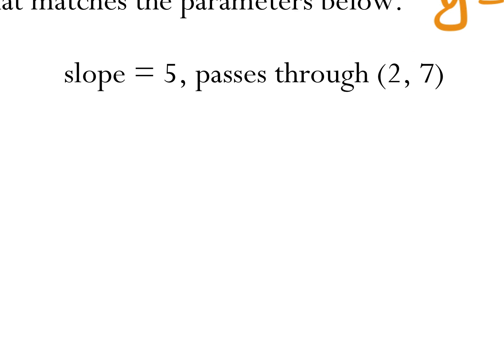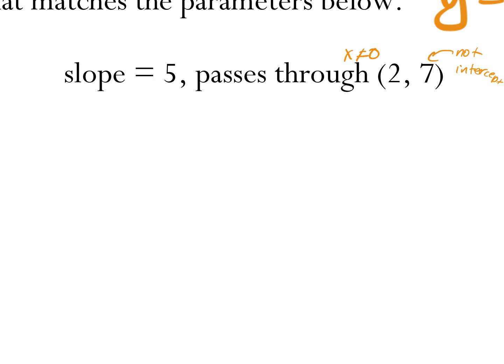But now if I say it has a slope of 5 and passes through the point (2, 7), is the point (2, 7) a y-intercept? How do I know? What's true of all y-intercepts? They have an x of 0. So in this case, x is not equal to 0. This is not the intercept. We have to find the intercept. Everybody good?